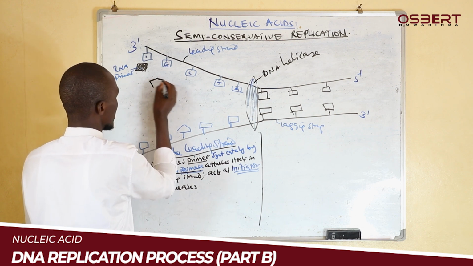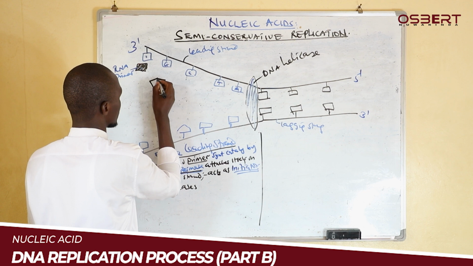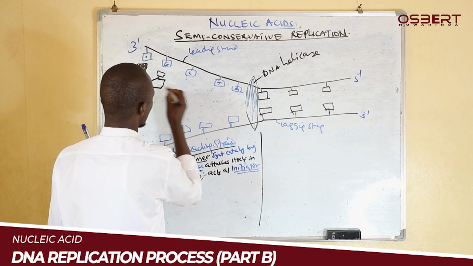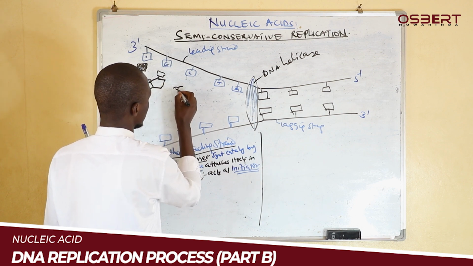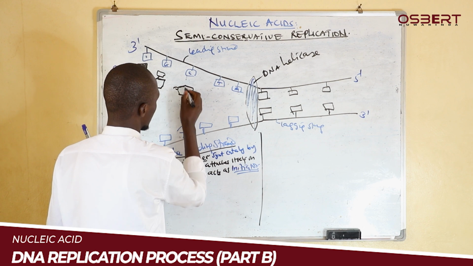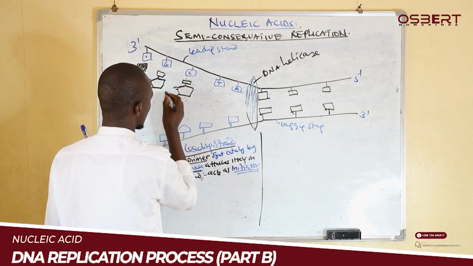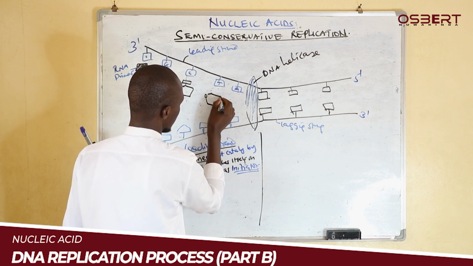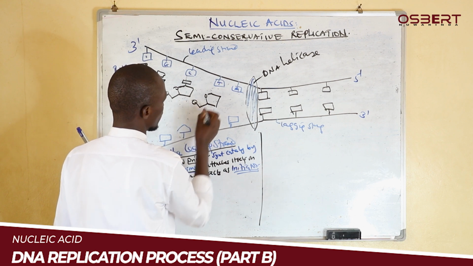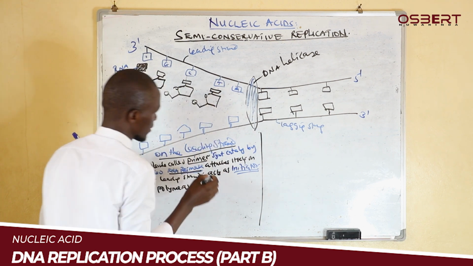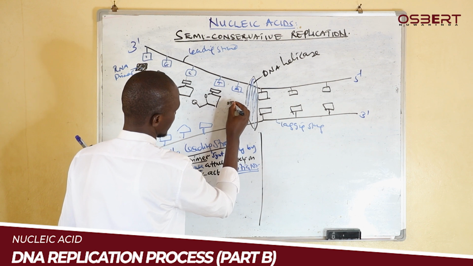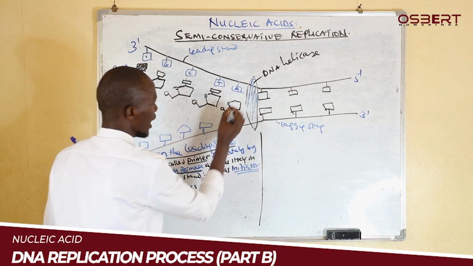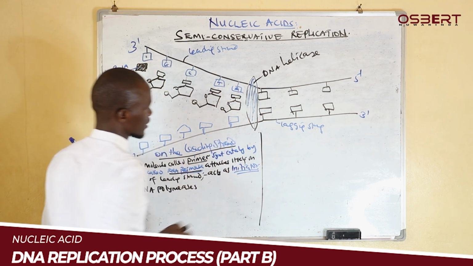I have a pentose sugar, I have a nitrogenous base here, and then I have a phosphoric acid group here. I have a pentose sugar, I have a nitrogenous base here, and then I have a phosphoric acid group. I have a pentose sugar like that. I have a phosphoric acid group here, and then I have a nitrogenous base here. I have a pentose sugar like that. I have a phosphoric acid group. I have a nitrogenous base there.